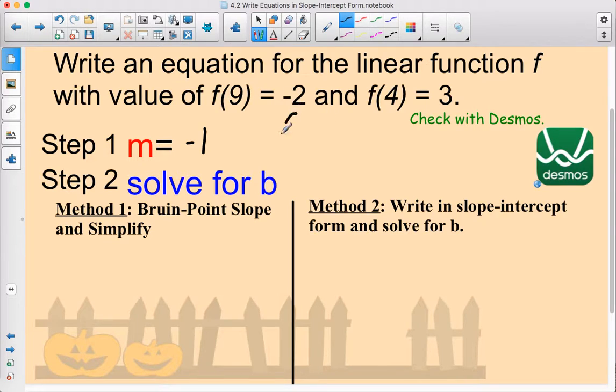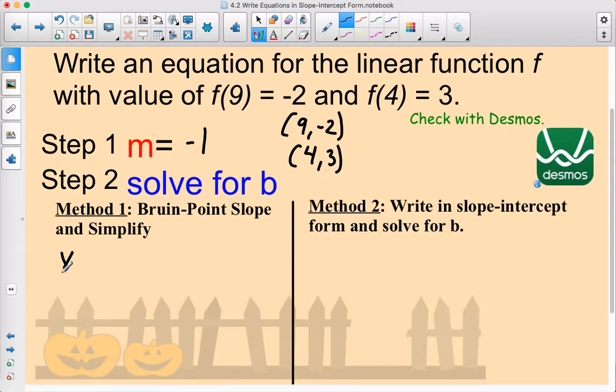Question would be, which point do I use? Do I use 9 comma negative 2, or do I use the point 4 comma 3? And it doesn't matter. Because both of these points are on the line, it shouldn't matter. You should be able to use either one and you will agree on the final answer, and I'll show you that. So maybe for this method 1, I will use the point 9 comma negative 2.